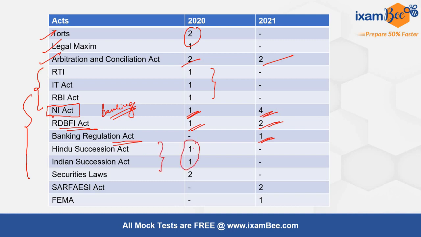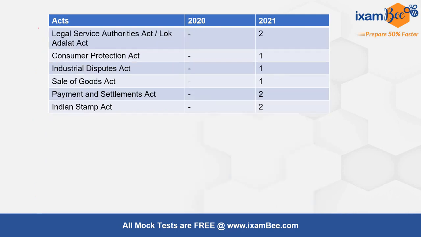Hindu Succession and Indian Succession Act, there were questions from these in 2020. Then SARFAESI Act and FEMA, there were questions in 2021. Then there were few more acts which were introduced in 2021: Legal Services Authorities Act, Lok Adalat, Consumer Protection Act, Industrial Disputes Act, Sale of Goods Act, Payment and Settlement Act, Indian Stamp Act. These were the new acts from which there were questions in 2021. As there is no defined syllabus, it is very difficult to give a comprehensive list of all the acts from which we can expect questions. Whatever list of acts we discuss will be indicative and not exhaustive.